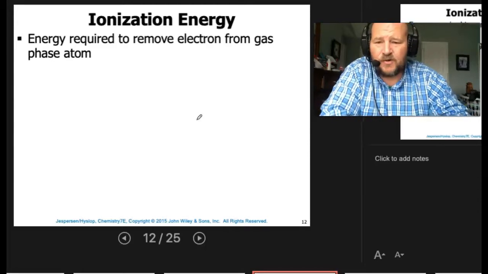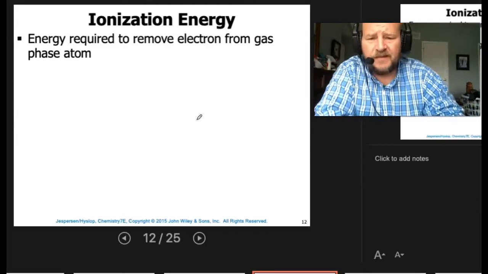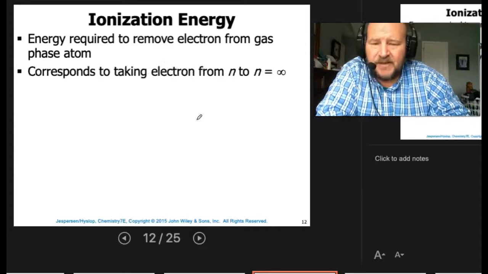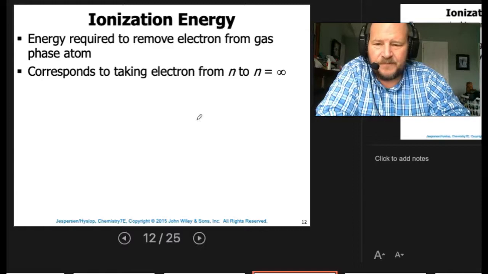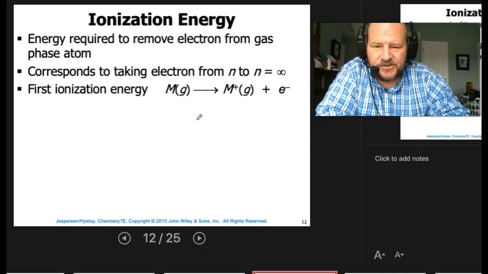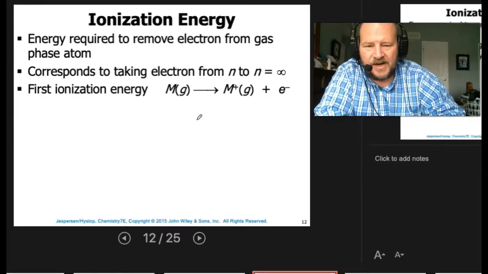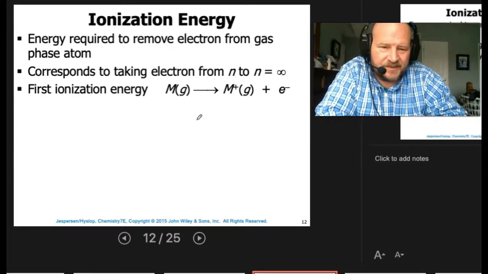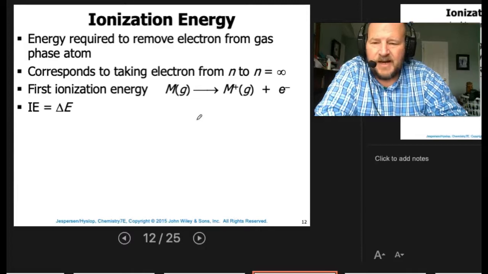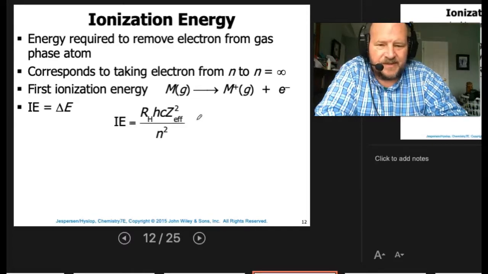Ionization energy is the energy required to remove electrons from a gaseous phase atom. This corresponds to taking an electron from n to n equaling infinity. So we want to make it go from n to n equaling infinity. For first ionization energy, for instance, I take a metal, put it in a gaseous state, pull an electron out, and now I have M plus 1 plus an electron. The IE here would be equal to the delta E.